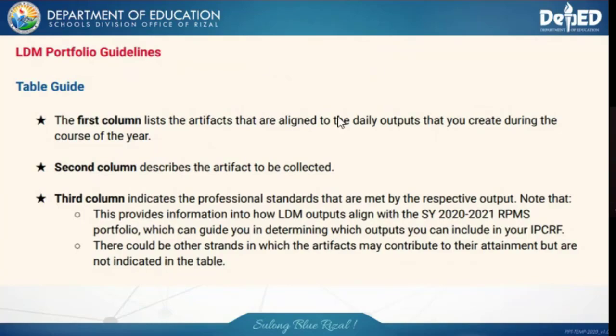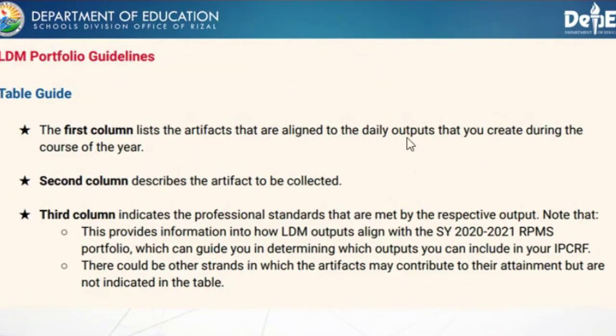The first column is the list of artifacts that are aligned in the daily outputs that you create during the course of the year. Then the second column describes the artifact to be collected. And the third column indicates the professional standards that are met by the respective output. So mayroong tatlong column doon.